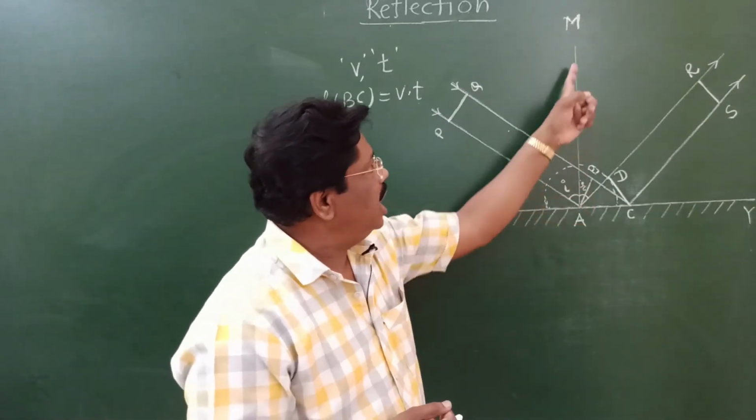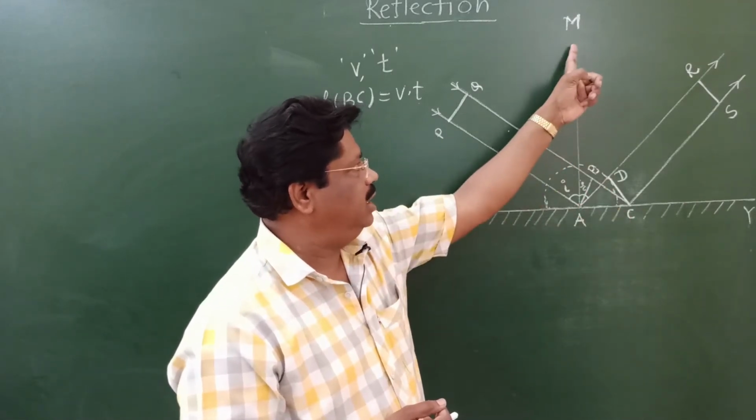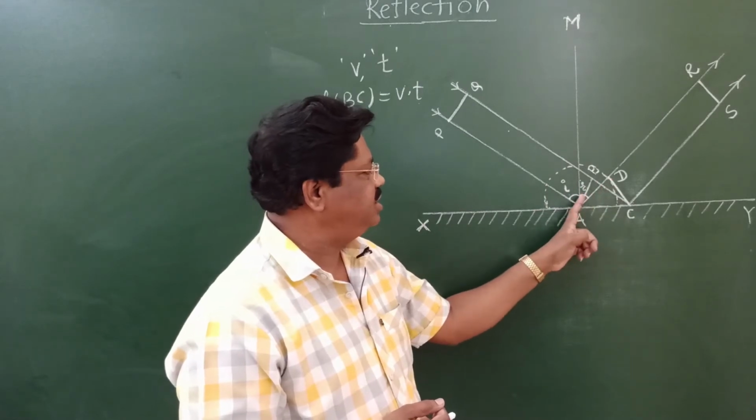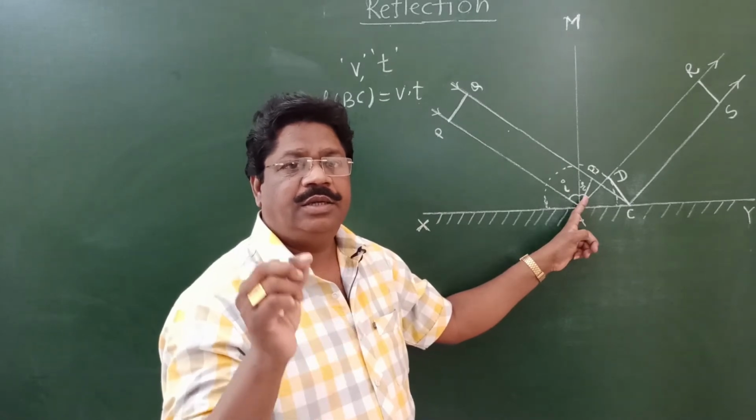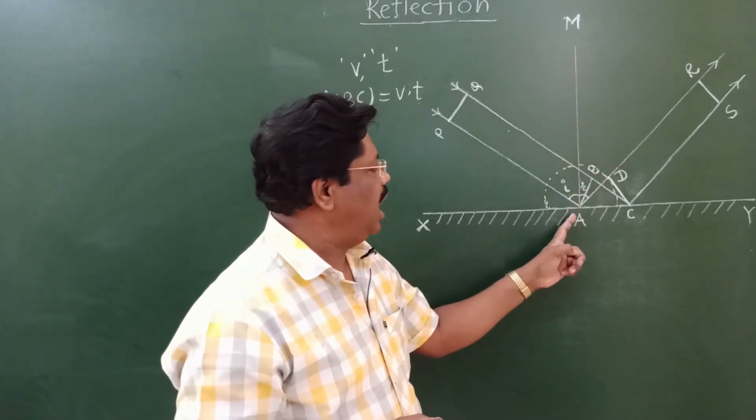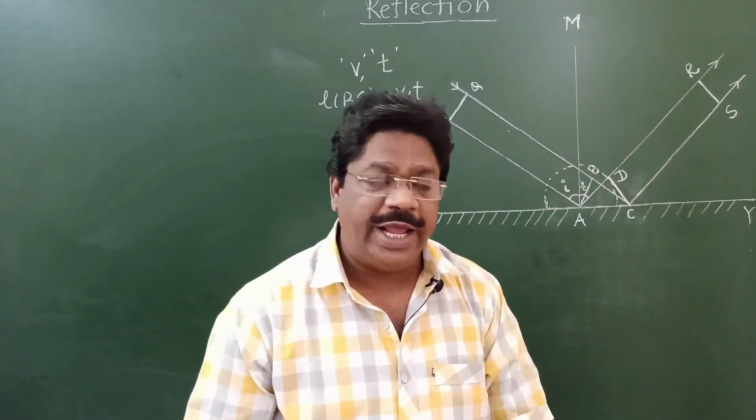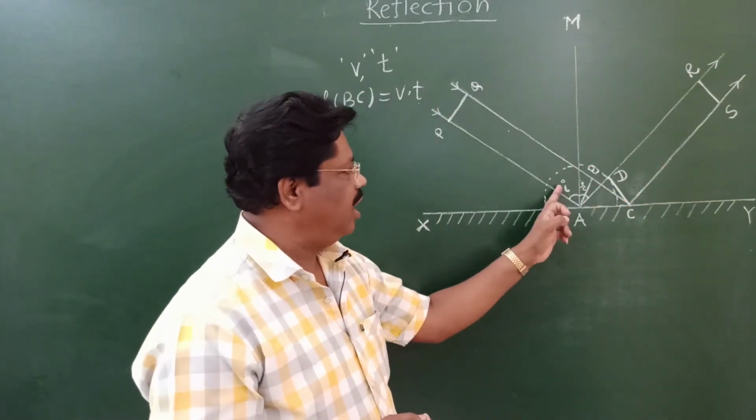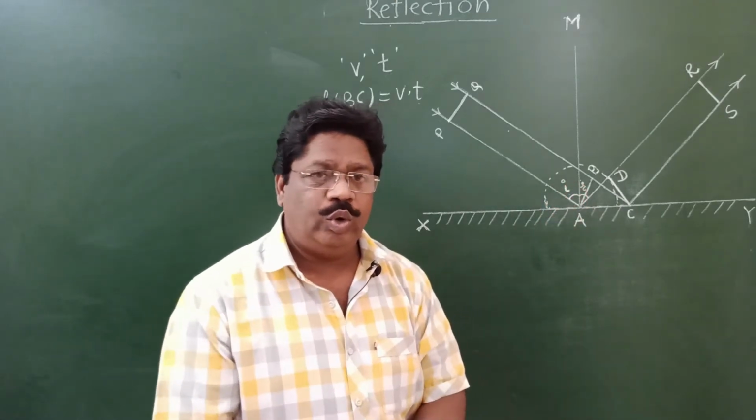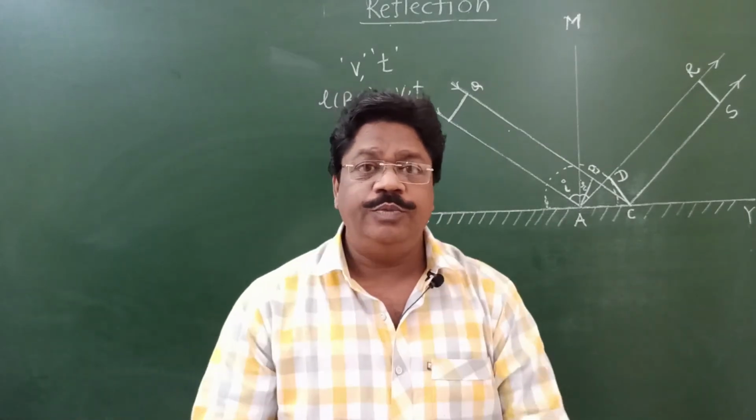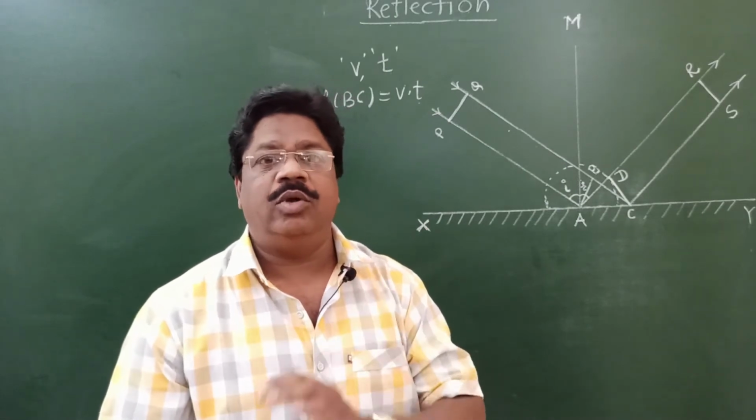Then angle MAD is the angle of reflection. The angle between the normal and the reflected ray is called the angle of reflection, and therefore we have the angle of incidence I and the angle of reflection. Now we are going to prove that the angle of incidence is equal to the angle of reflection. This is the law of reflection.